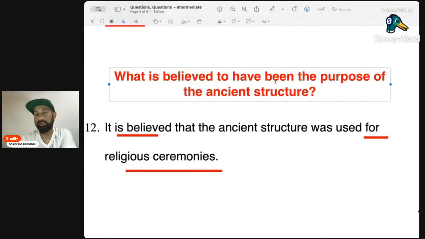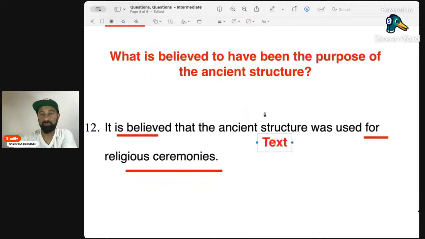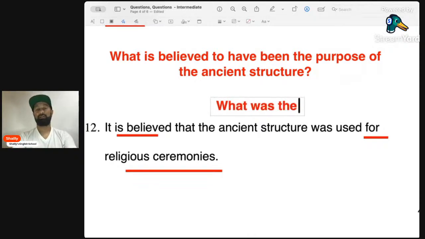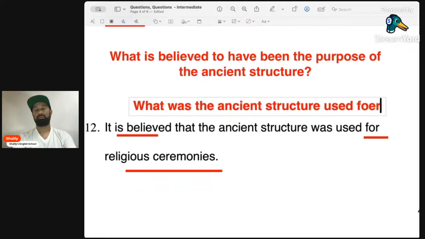Now, we could give an even simpler question. I gave you a very advanced question. If I want to make it a little easier, maybe more intermediate, maybe high beginner: what was the ancient structure used for? All right, that's the easier one. Well, it's believed that the ancient structure was used for religious ceremonies.